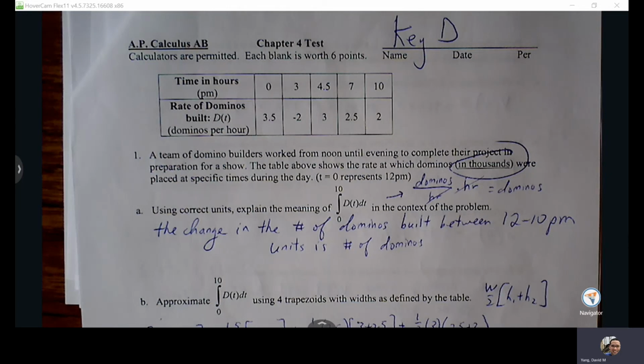So uppercase D of t is dominoes per hour. dt is hour. If I multiply dominoes per hour times hour, my hour will go away, leaving just dominoes. If you accumulate your rate over a period of time, your unit is not going to stay the same. It's going to change. So if you're ever having trouble figuring out what the unit is, just think, okay, integral is area. Take the 2 units that you have, multiply them together, and that's the unit that should result from that process.